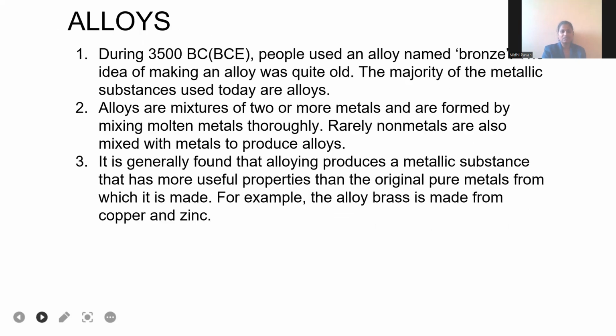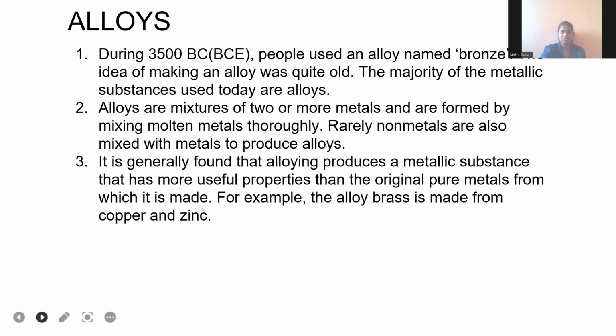Then alloys. What are alloys actually? During 3500 BC, people used an alloy called bronze. The idea of making an alloy is quite old. It is not a recent one, because we already see it in 3500 BC. The majority of the metallic substances we use today are alloys, because when metals react with moisture and oxygen, they corrode. To prevent that, they are made into alloys.